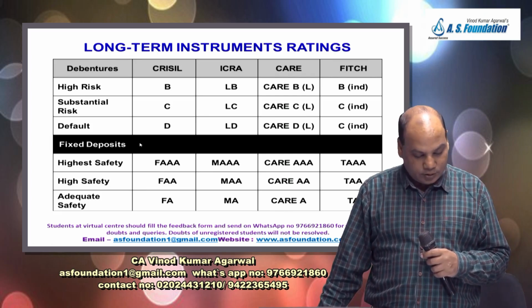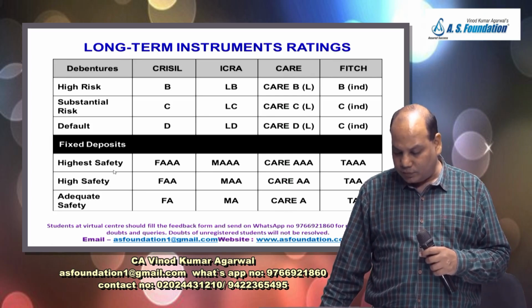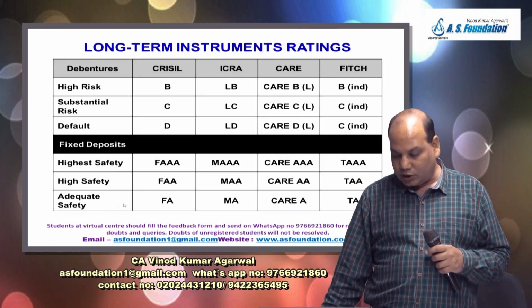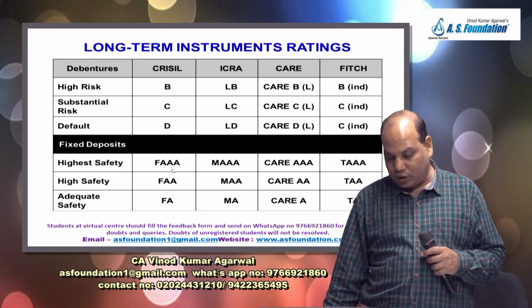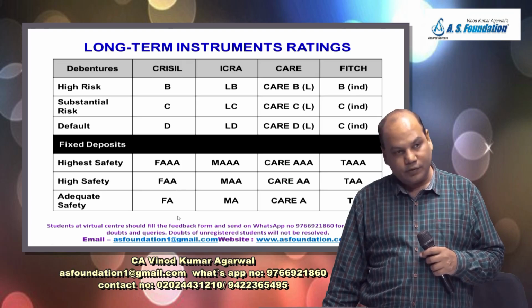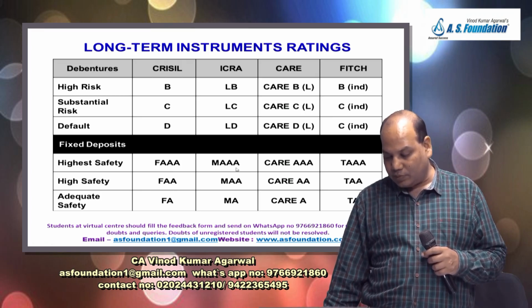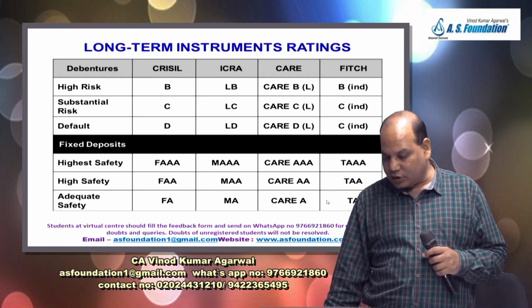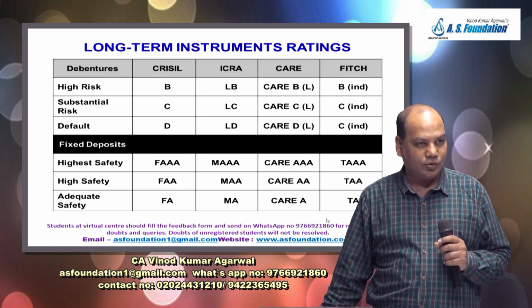What about fixed deposit? In fixed deposit we have three categories: highest safety, high safety, adequate safety. And the letters they use are F triple A, F double A, FA. ICRA is M triple A, M double A, MA. And CARE says CARE triple A, CARE double A, CARE A. Fitch is T triple A, T double A, TA. Some letters they will change so that you can understand which agency has rated this instrument.